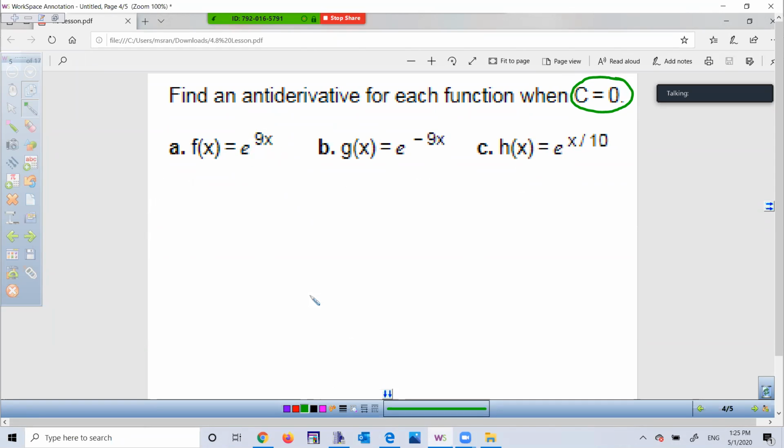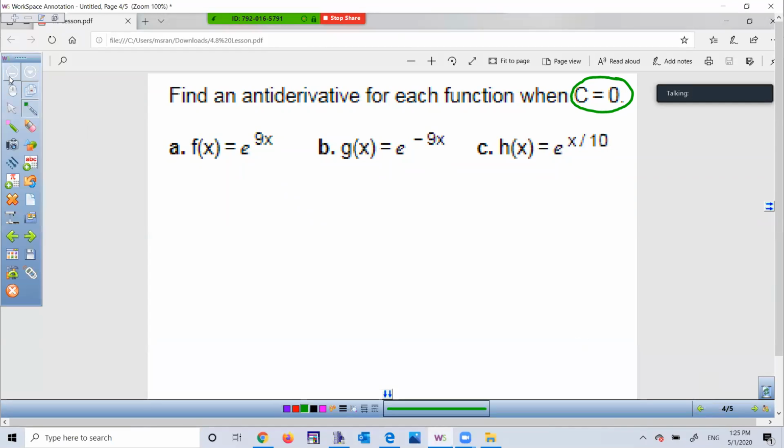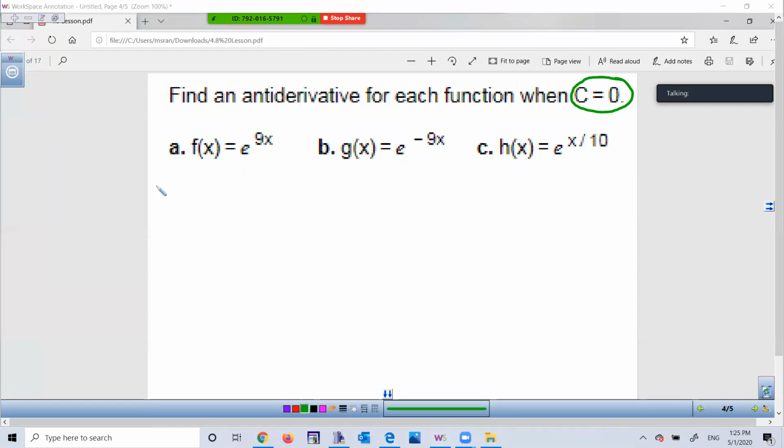So I'm going to go here. E, look on this column. E raised to something. No, we don't have that formula here. Number 8. E raised to kx. This is the formula that we're using for the antiderivative. E to the 9x, so the k is going to be the 9, right? So I'm going to copy those two formulas over here for this one. So I'm going to put here e raised to the kx.